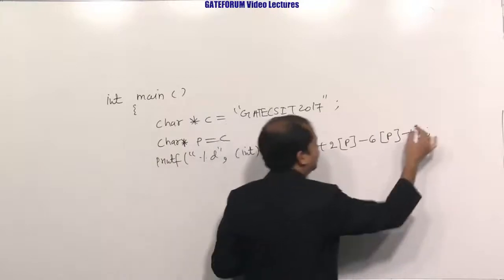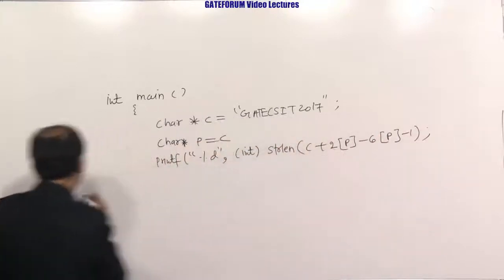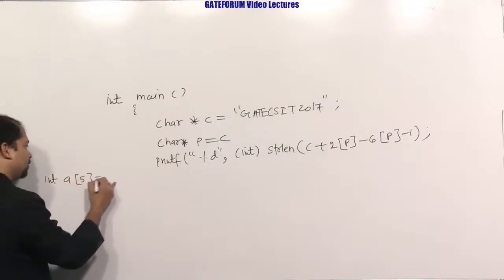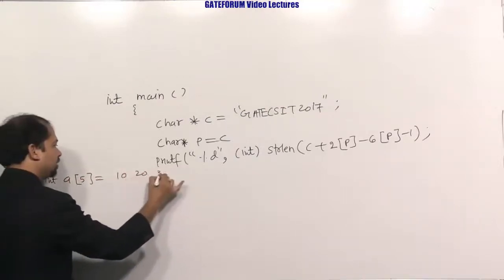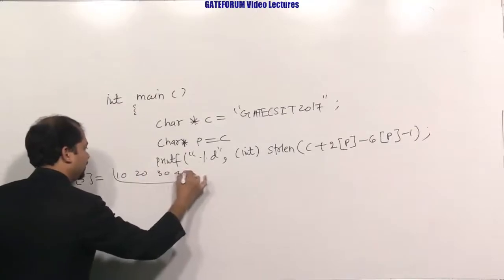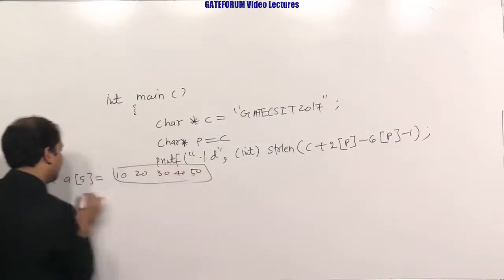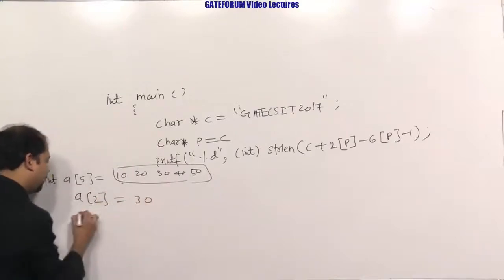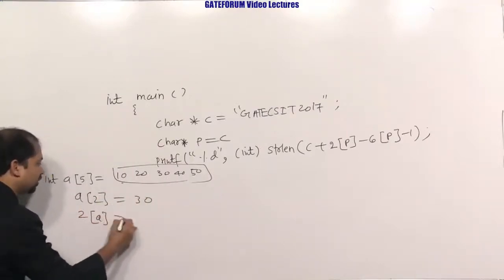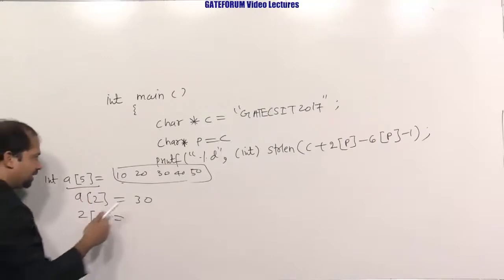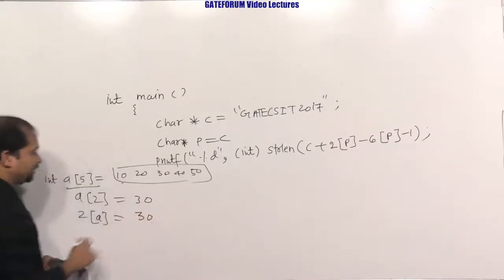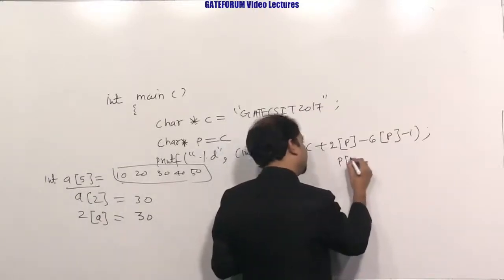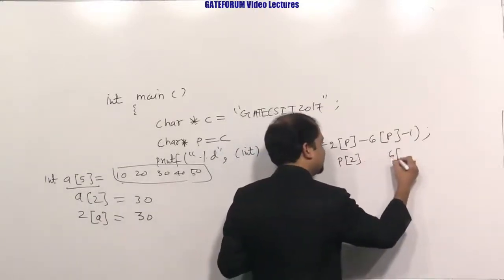See, there is an interesting thing here. Suppose the array is int a[5] = {10, 20, 30, 40, 50}. So if you write a[2], what is a[2]? 0, 1, 2, it is 30. And even if you write 2[a], if this is an array, automatically it will give you 30. So both are the same thing. Similarly, p[2] is the same as 2[p], and this is the same as *(p+2).